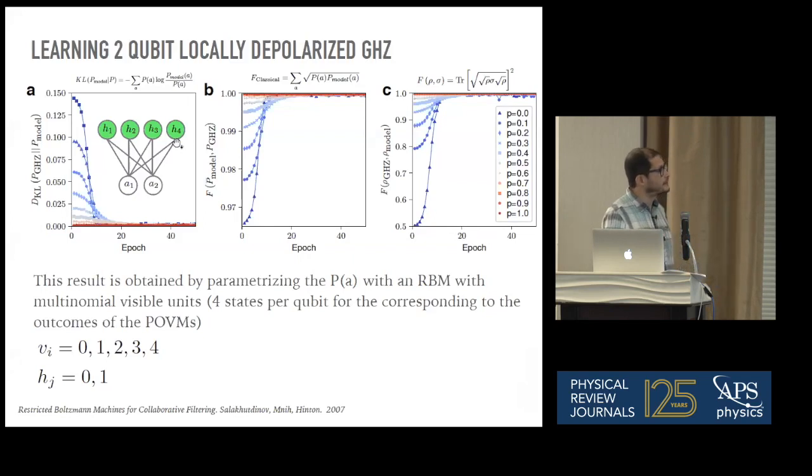So this is basically obtained by parameterizing this Born rule with this restricted Boltzmann machine, and it seems to be working pretty well. The only difference with the standard restricted Boltzmann machine is that we use 4 states per qubit, because the measurement that we use has 4 outcomes per qubit. So we need a little bit of an extension of the restricted Boltzmann machine, but that was introduced by Hinton and Salakhutdinov in the context of collaborative filtering.